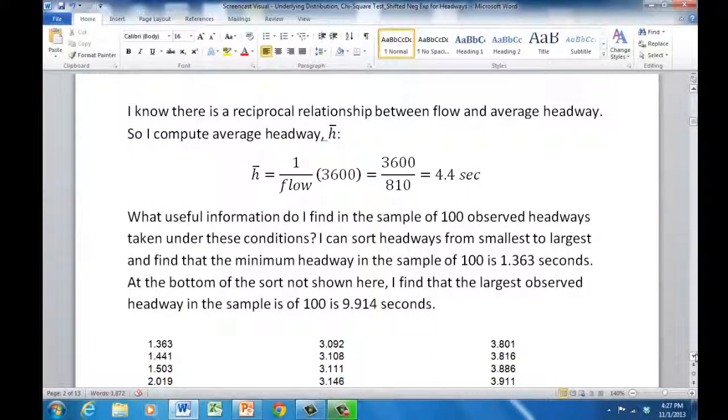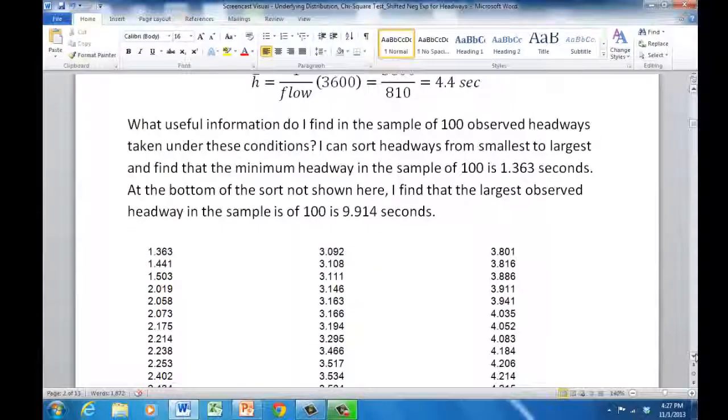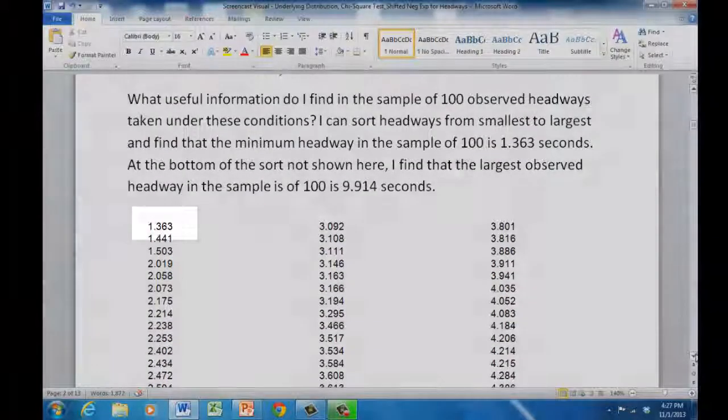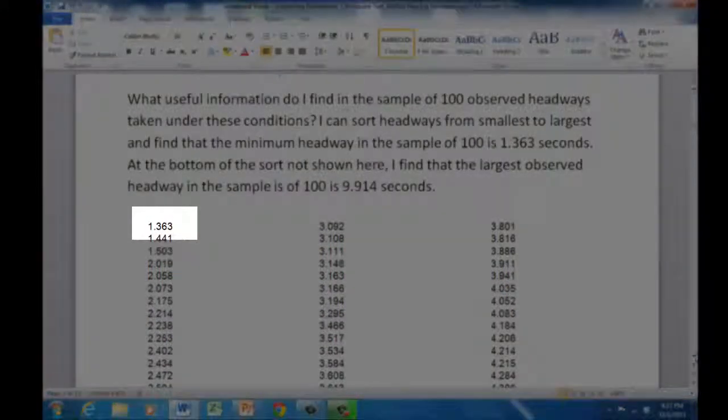What useful information do I find within the sample of 100 observed headways taken under these flow conditions? Well, I can sort the headways from smallest to largest and find that the minimum headway in the sample of 100 is 1.363 seconds. At the bottom of the sort, not shown here, I find that the largest observed headway in the sample is 9.914 seconds.